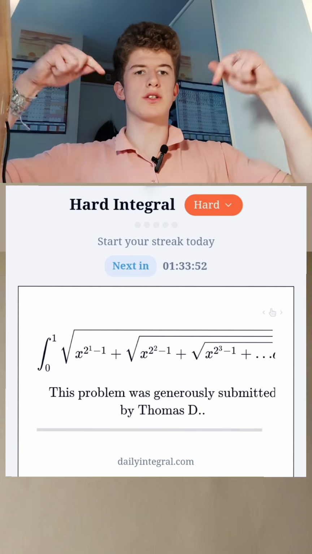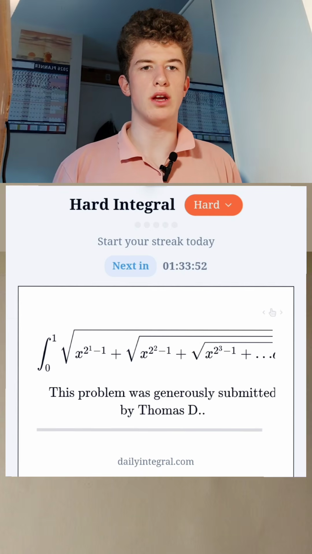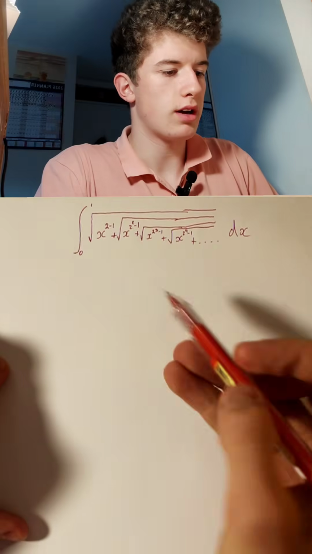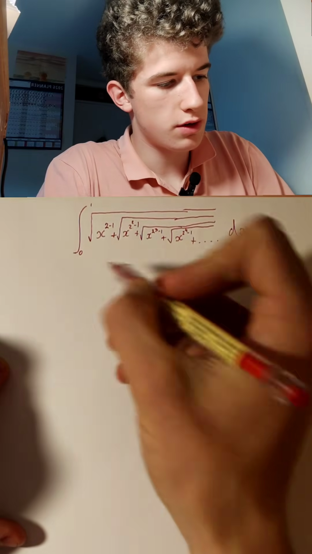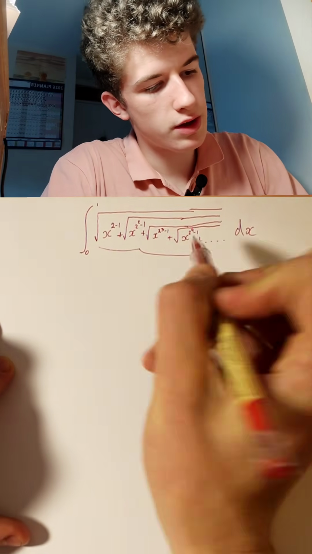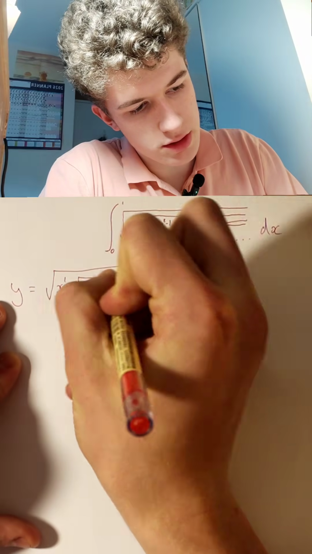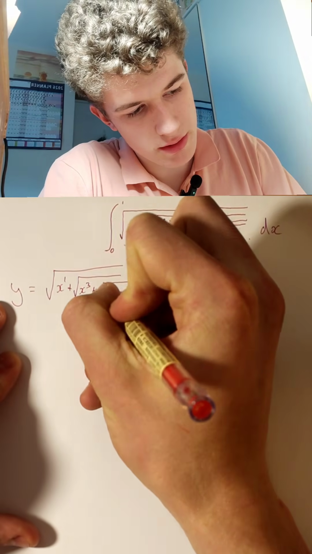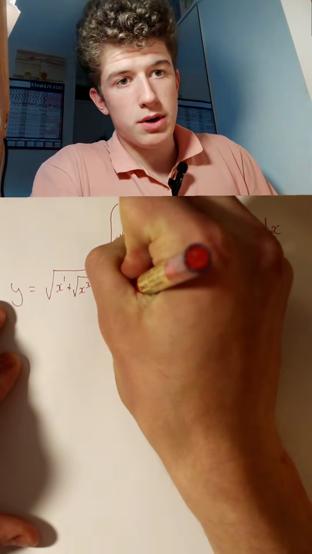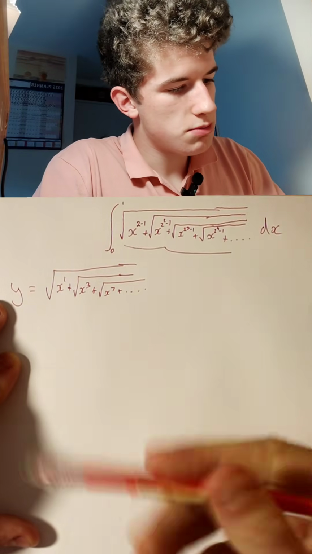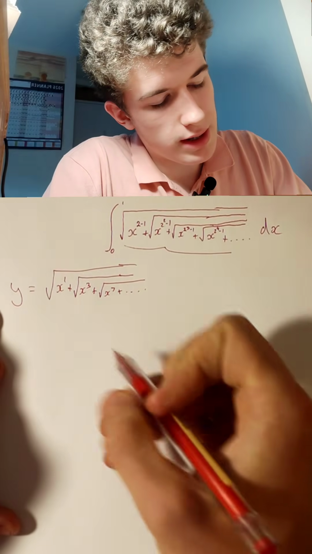This is my solution to the hard daily integral on the 12th of May. I'm going to start by finding an expression for this part. So I'm going to rewrite this as y is equal to square root x to the 2 minus 1, so that's 1 plus square root x to the 2. Now, initially when I tried to solve this, I made some substitutions, but you end up doing the same thing.